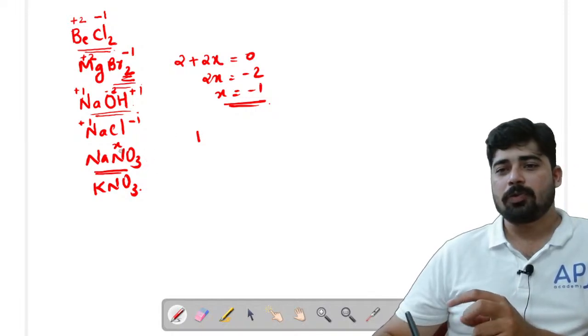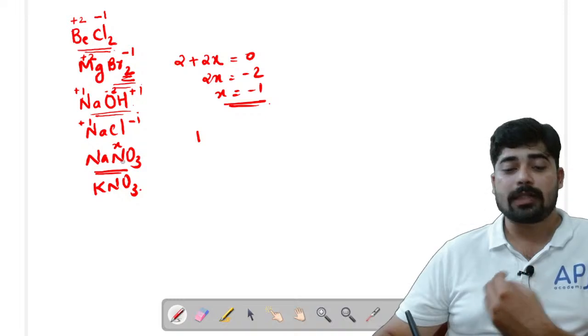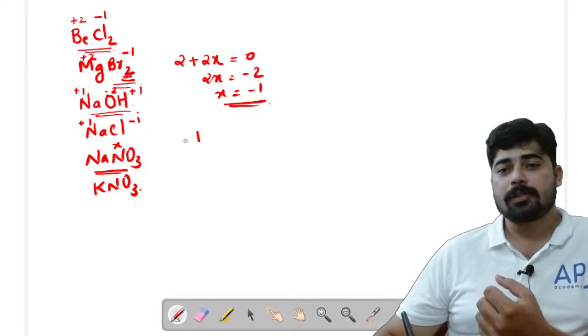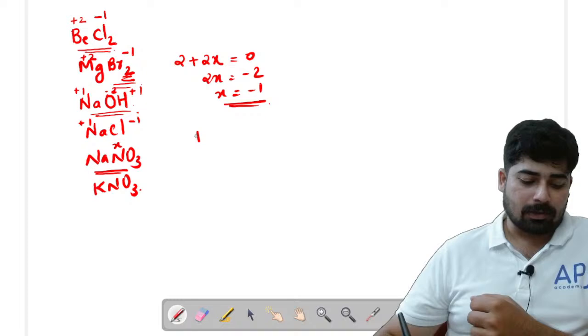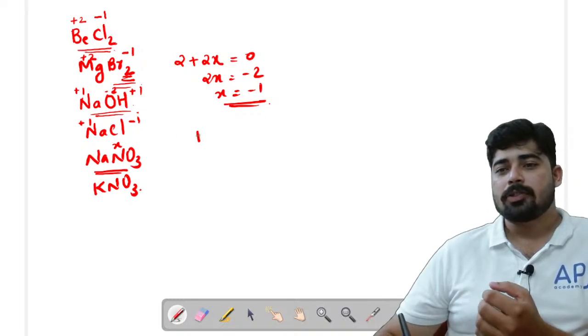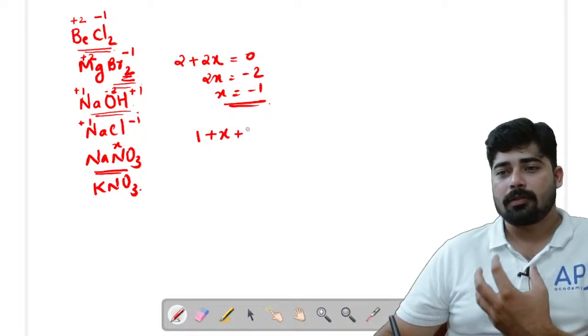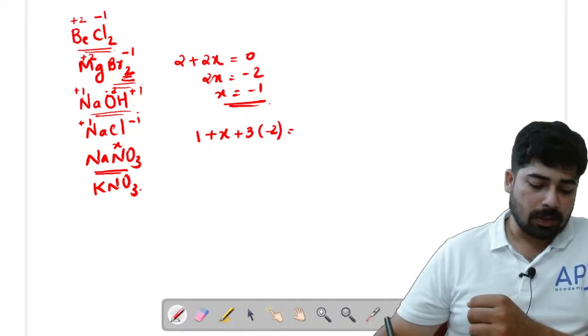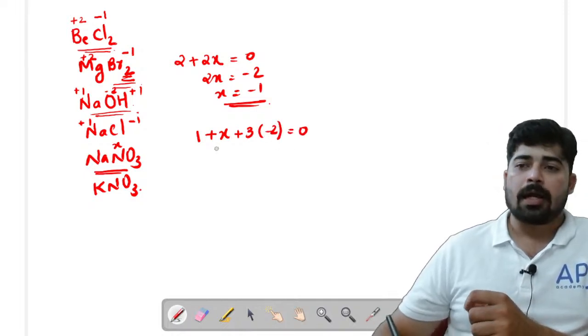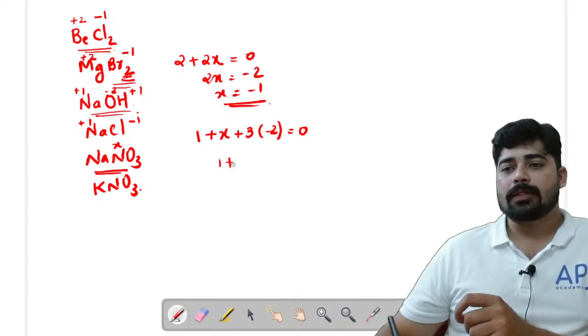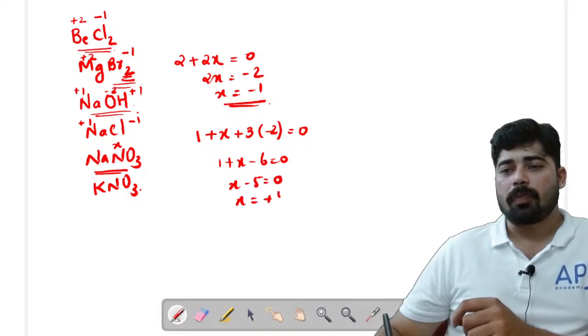In NaNO3, we have to find out the oxidation state of nitrogen. Sodium is +1, the oxidation state of nitrogen is taken as X, and the oxidation state of oxygen is taken as -2. So 3 into -2, and the sum is equal to 0: 1 plus X minus 6 equals 0. So X minus 5 equals 0, X is equal to +5.